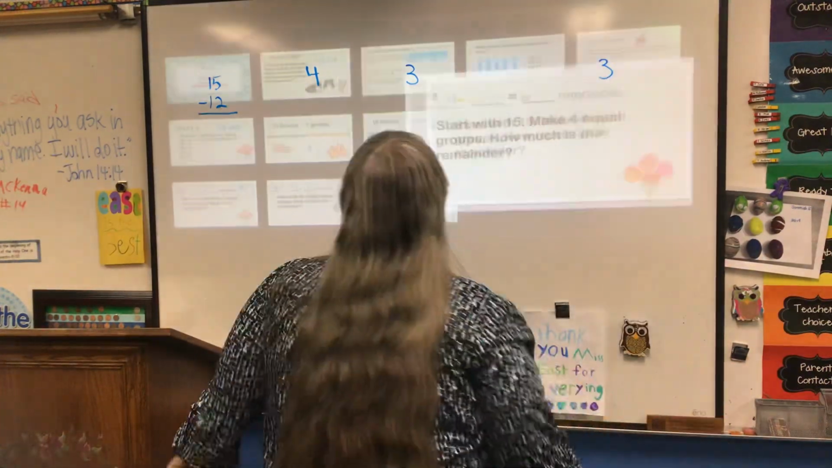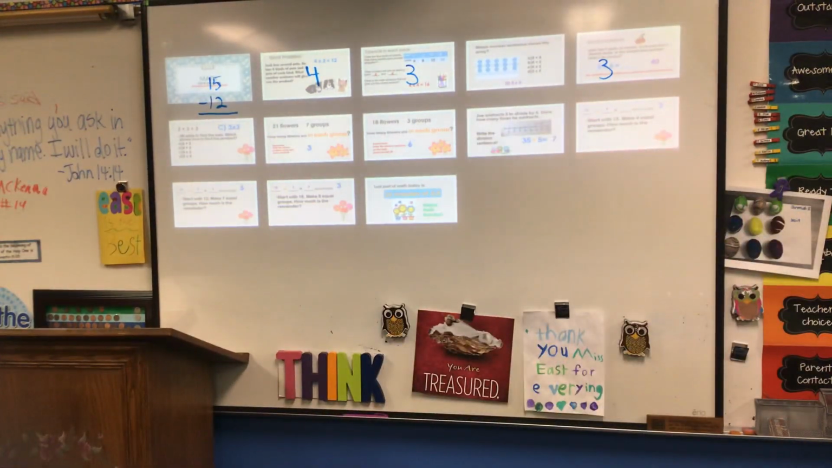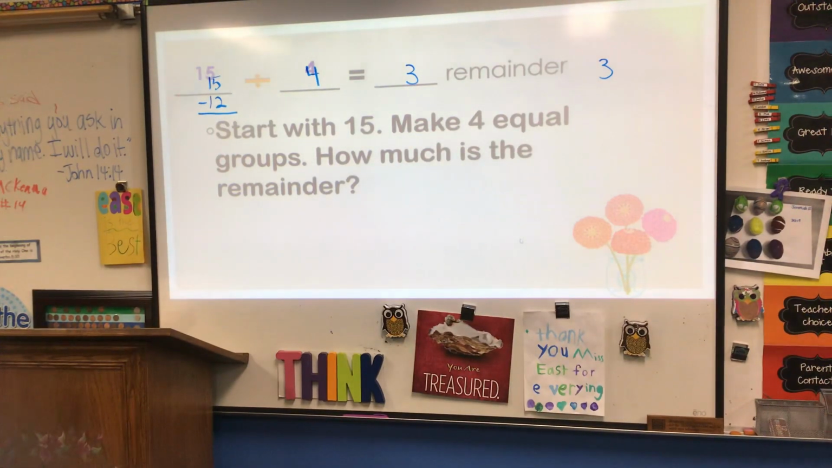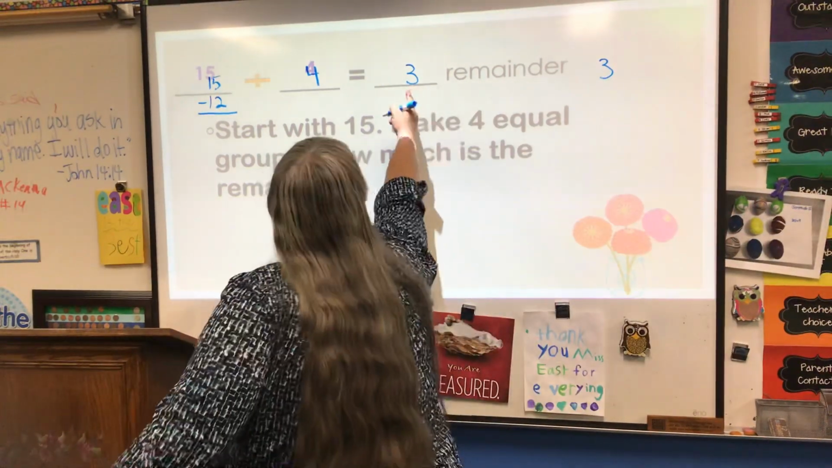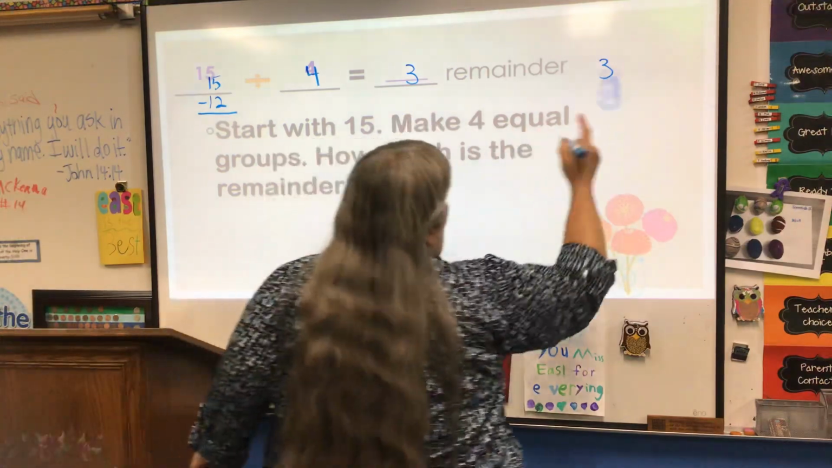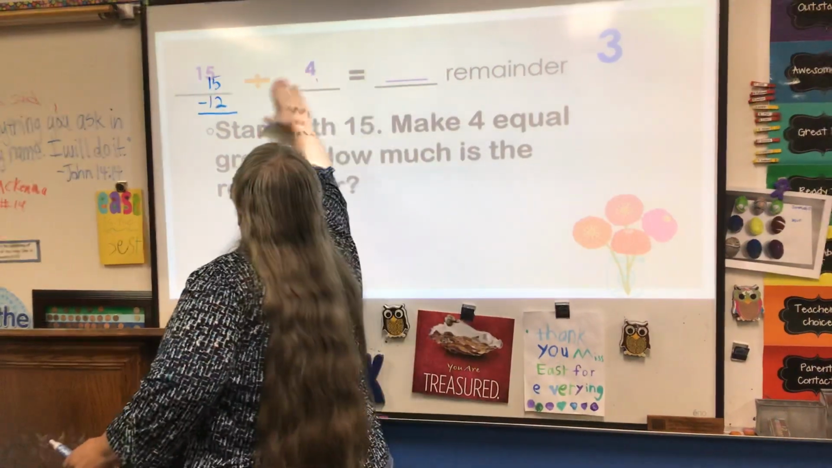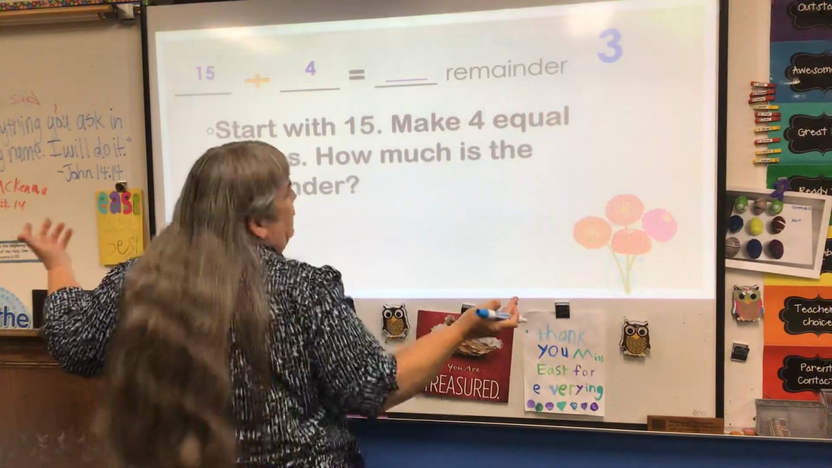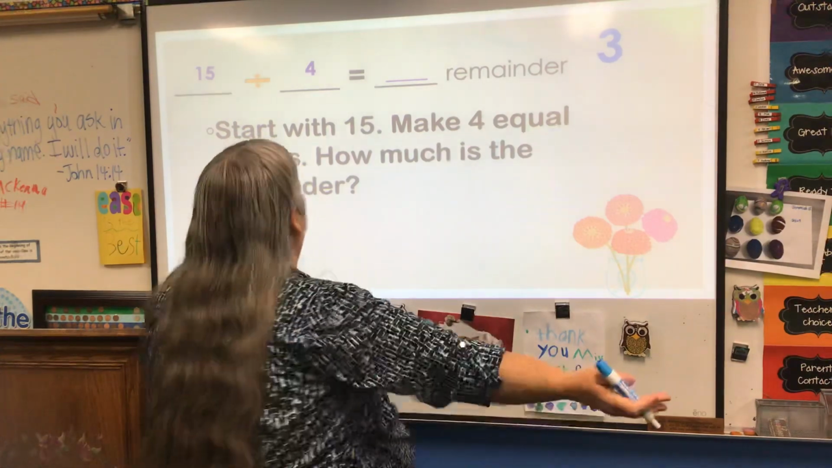So let's see what comes up. Whoopsie. You're back in. You're good. Okay, so that is right. 15 divided by 4 equals something, and we came up with 3, and the remainder is 3. Now you might look at that and say, well, wait a minute. That's 3, and that's 3. It's just a coincidence. That's all it is. It's not a math thing.